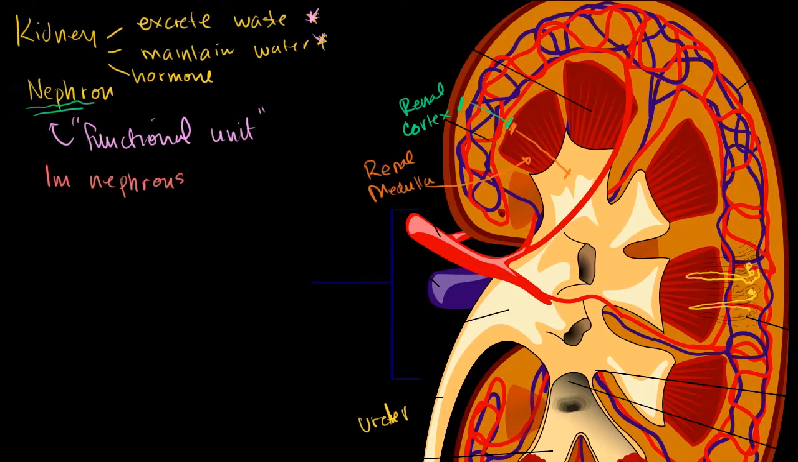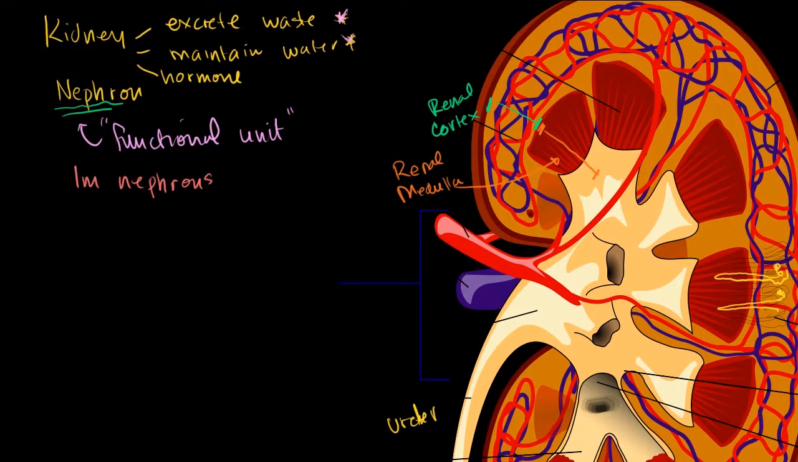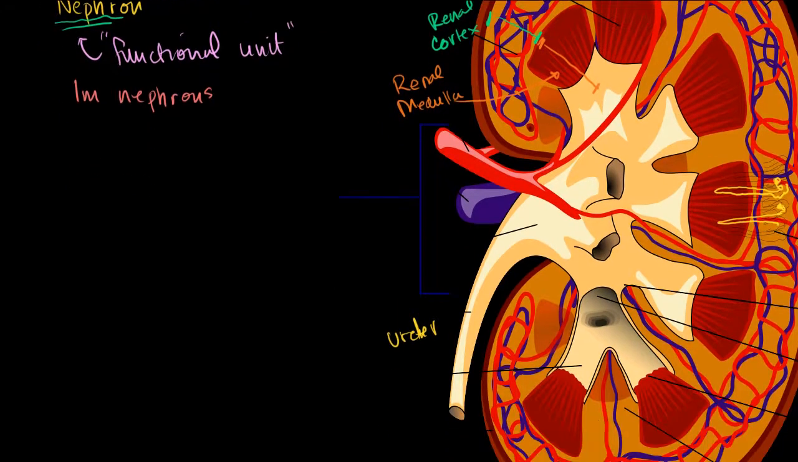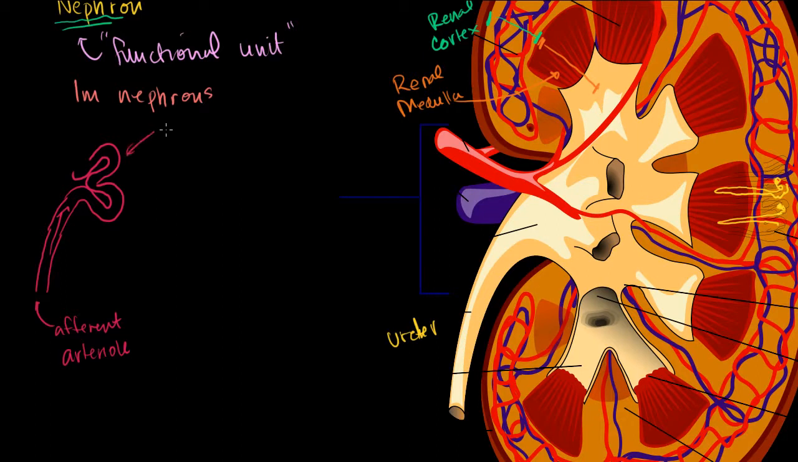So let me draw a nephron here. I'm going to start with the blood flow. The blood's going to come in an arteriole, an arterial capillary, you could say. So it's going to come in like that. This is actually called the afferent arteriole. You don't have to know the names, but you might see that sometime. Blood is coming in. Then it goes into this big windy place, and it really winds around like that. This is called the glomerulus. This is the glomerulus.